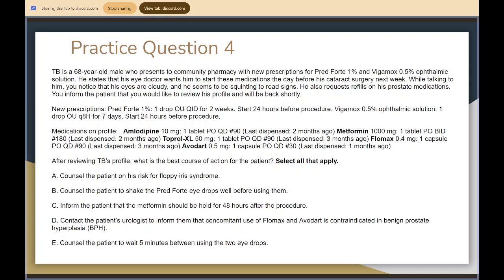After reviewing TB's profile, what is the best course of action for the patient? Select all that apply. Choice A, counsel the patient on his risk for floppy iris syndrome. Choice B, counsel the patient to shake the Pred Forte eye drops well before using them. Choice C, inform the patient that the metformin should be held for 48 hours after the procedure. Choice D, contact the patient's urologist to inform them that concomitant use of Flomax and Avodart is contraindicated in BPH. Choice E, counsel the patient to wait 5 minutes between using the 2 eye drops.